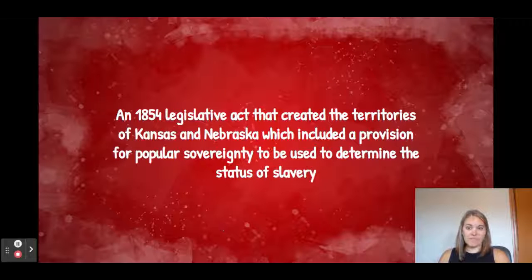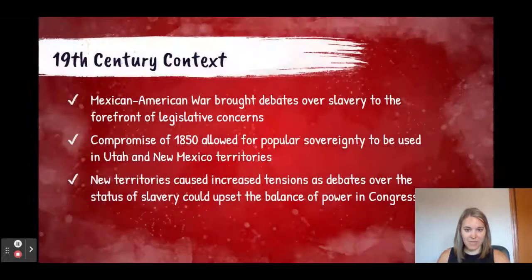So here's your definition. An 1854 legislative act that created the territories of Kansas and Nebraska, which included a provision for popular sovereignty to be used to determine the status of slavery. So, some quick context here.